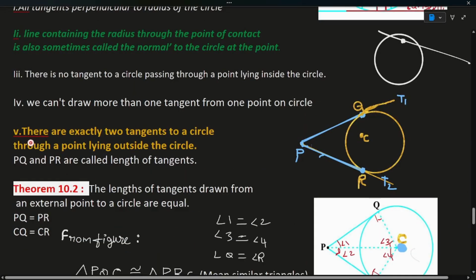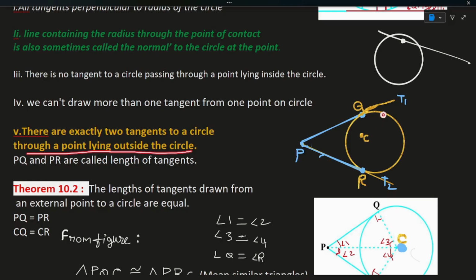What is point number 5? There are exactly two tangents to the circle through a point lying outside the circle. For example, let us imagine the circle. This is the circle, and this is the point lying outside the circle. By projecting two tangents from this point, this will become one tangent and this the second tangent. Point number 5 says that from an external point, we can make only two tangents to the circle. This is the one tangent, this is the second tangent. This is the only possibility to make tangents from the external point.